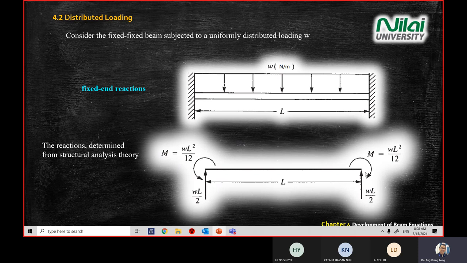On the right hand side, we will have a negative M equal to WL squared divided by 12. All right, so negative. When I say negative M, it's because we assume that all our directions of moment are anticlockwise. But if you draw the free body diagram, when you correct the direction, then the negative sign will disappear.